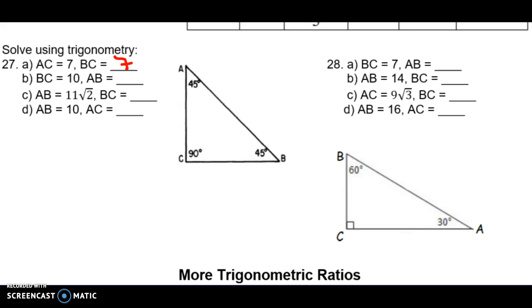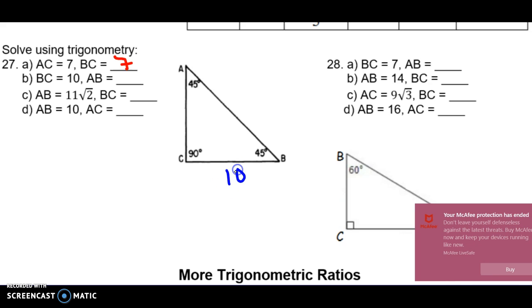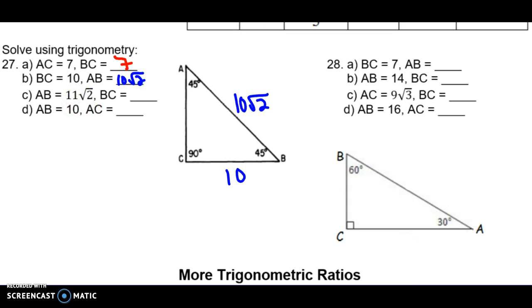If BC is 10, then I need to find AB. Using our special right triangles, we know that the hypotenuse is the side times the square root of 2. If AB is 11 square root of 2, to go back to one of the legs of the triangle, we're going to divide by the square root of 2, which just leaves us with 11.